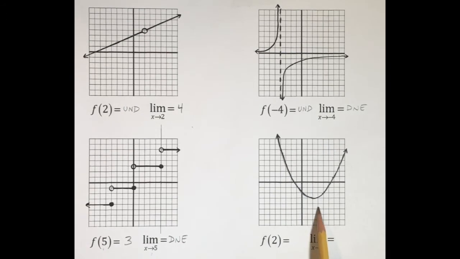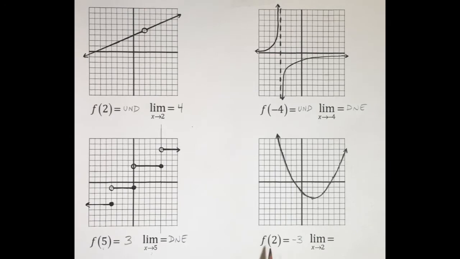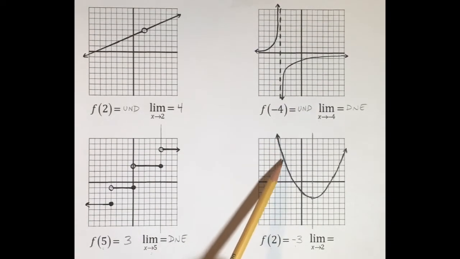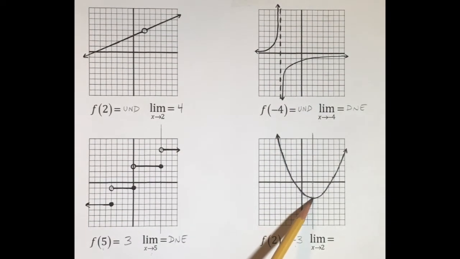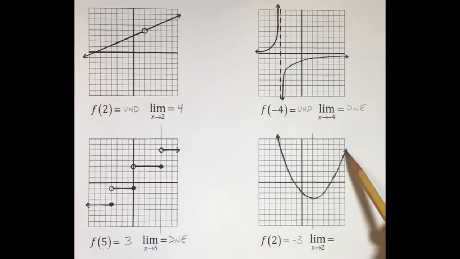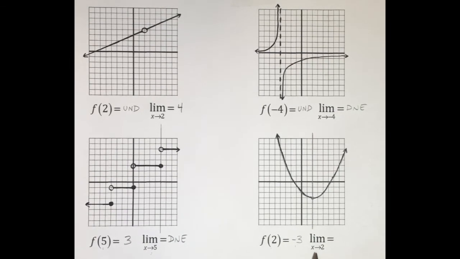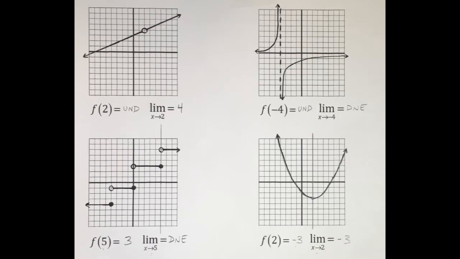Here we have a very common function, a parabola, f of 2. Well, if I go to where x is 2, I see that the graph goes to this point right here, 2, -3. So f of 2 is -3. Once again, I drew a line where x is 2 with my pencil. As I approach this line from the left side, the graph is headed towards the point 2, -3. As I approach this line from the right side, the graph is also headed towards the point 2, -3. From both directions, it's headed towards the point 2, -3. The limit as x approaches 2 is -3.